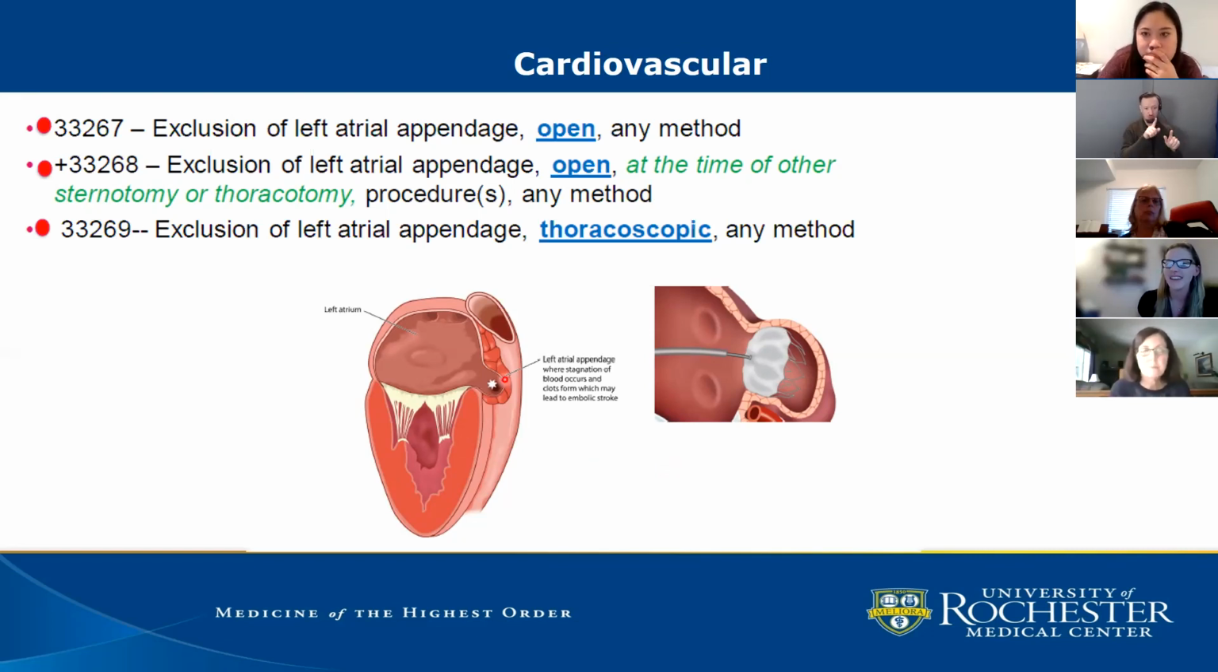In this area, this is the left atrial appendage. Occasionally what can happen in some patients is that blood can actually collect in this appendage. When that happens, patients tend to get clots, which could lead to strokes. So in these procedures, the providers are going in and putting in a little stent balloon that's blocking off that appendage so that blood cannot collect in that area. Here are our new codes for this procedure. It's broken out, so it's either open or thoracoscopic.